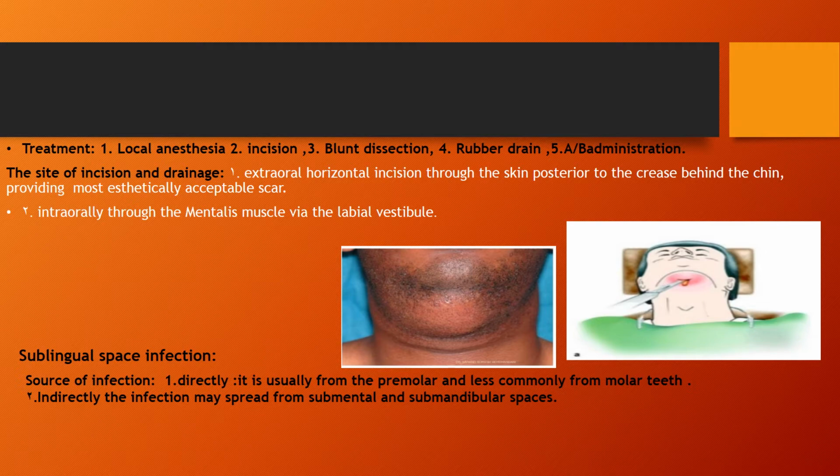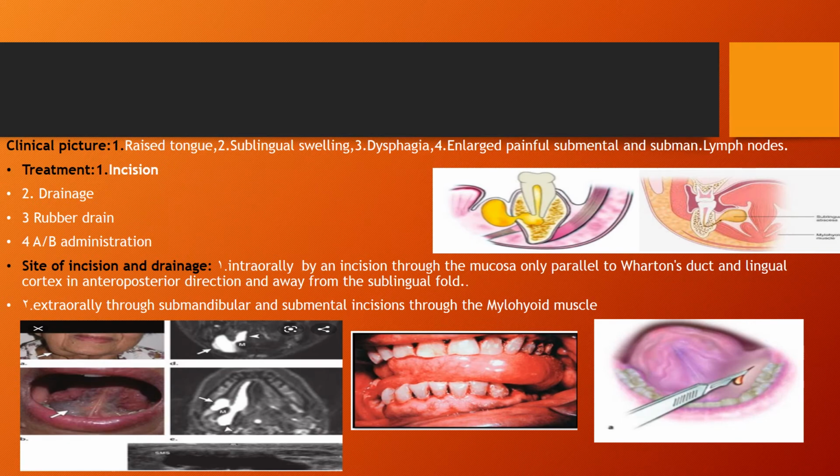Sublingual space infection. The source of infection is: 1. Directly, it's usually from premolar and less commonly from molar teeth, and 2. Indirectly, the infection may spread from submental and submandibular spaces. The clinical picture is raised tongue, sublingual swelling, dysphagia, and enlarged painful submental and submandibular lymph nodes. The treatment is by incision, drainage, rubber drain, and antibiotic administration.